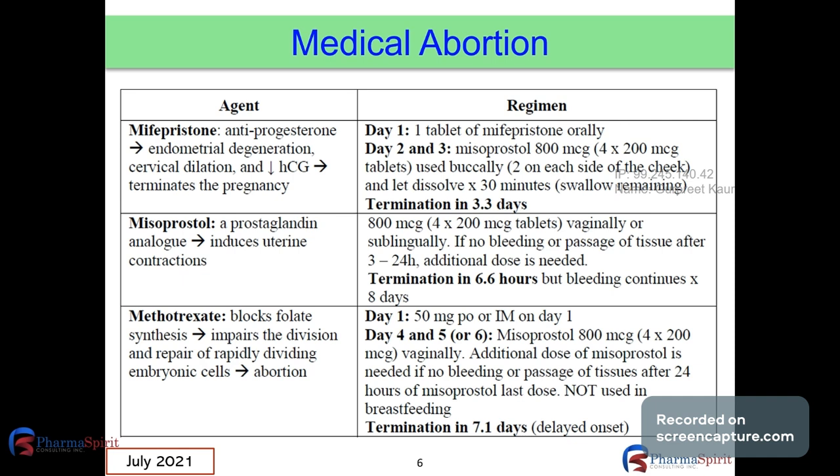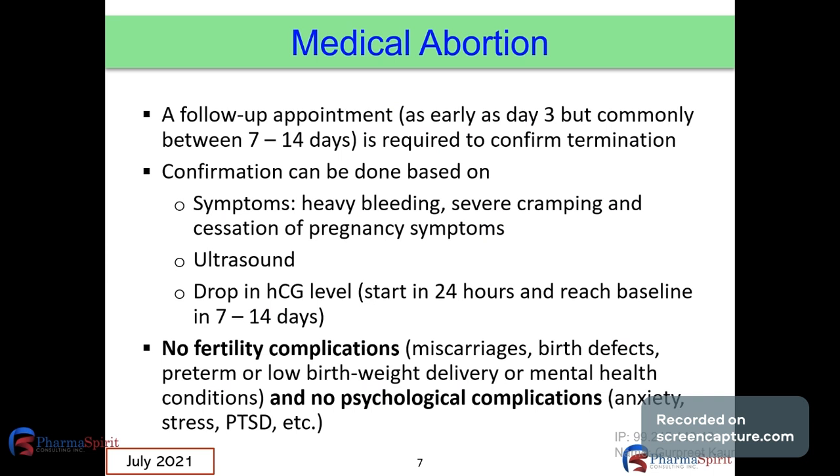With the methotrexate-based regimen, the termination happens in 7.1 days, and this is a delayed onset compared to the other regimen. A follow-up appointment as early as 3 days, but commonly between day 7 and day 14, is required to confirm termination. So the female will take the medications at home, experience the bleeding at home, and then need to make an appointment with the physician. It can be done 3 days after taking the drug or 7 to 14 days. This is to confirm that the pregnancy is terminated.